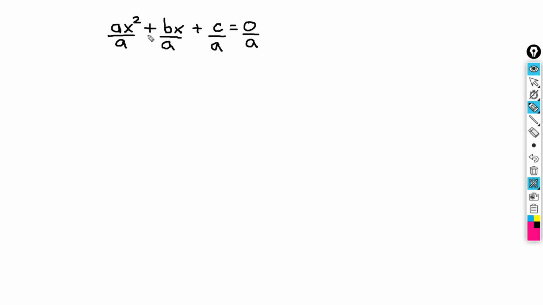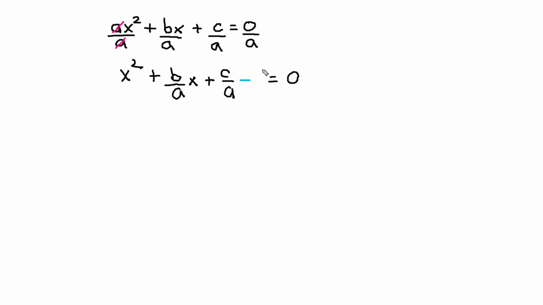A over a is going to cancel out, right? So we're going to be left with x squared plus b over a times x plus c over a, and that's going to equal 0. Our next step is we want to move this constant term over, so we're going to subtract c over a from both sides.